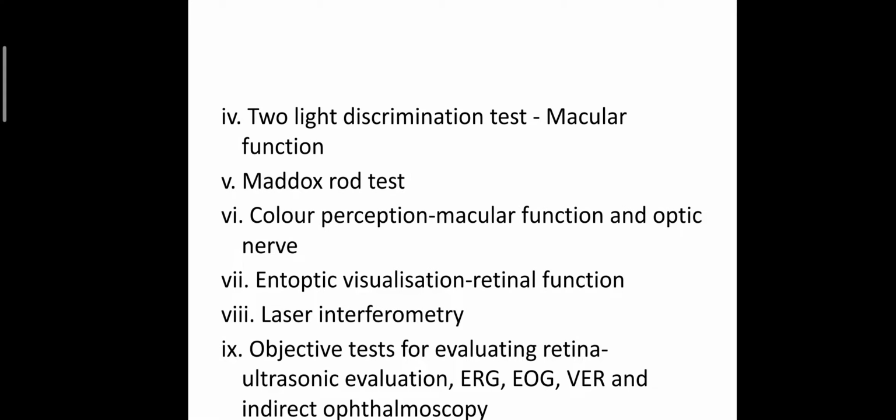And other macular function tests or retinal function tests are, though these are obsolete now, just for completion's sake we need to tell, like the 2-point discrimination test or 2-light discrimination test, Maddox rod test, color perception, which is important, entoptic visualization, laser interferometry, and certain objective tests for evaluating the retina like ERG, EOG, VER. These are particularly performed in children where it is difficult to assess the vision.